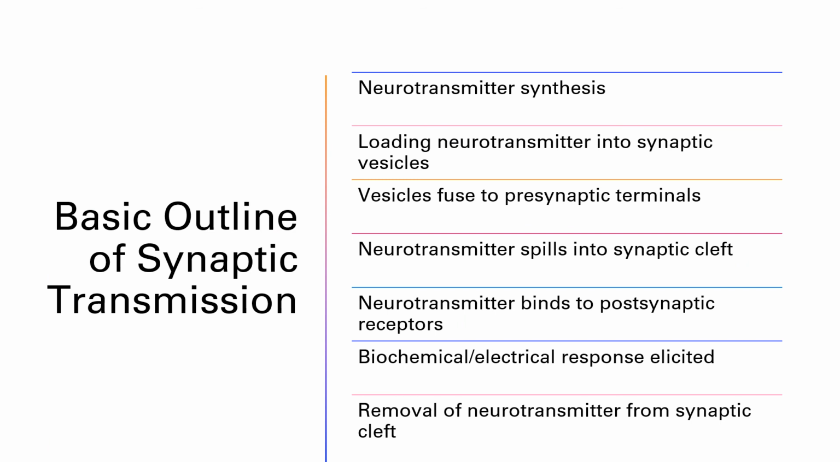So again, the basis for synaptic transmission. You have neurotransmitter synthesis. You need to make the neurotransmitters. They're going to get packaged into vesicles. Those vesicles with the right signal will fuse to the presynaptic terminal. Then the neurotransmitter is going to spill into the synaptic cleft. It's going to bind to the receptors, and after it does that, you're going to get some kind of response.